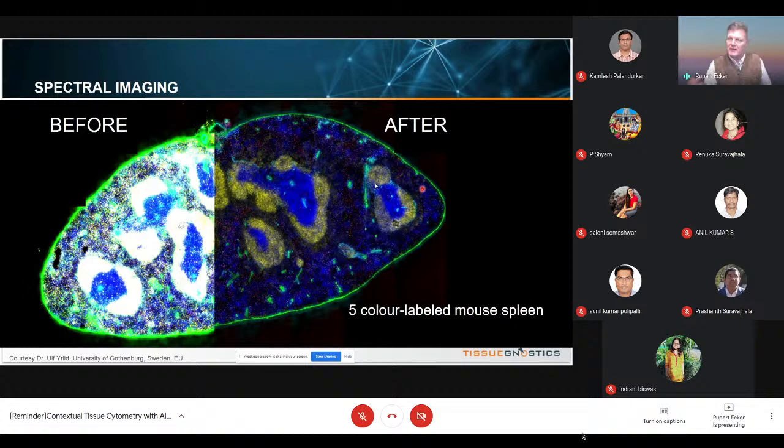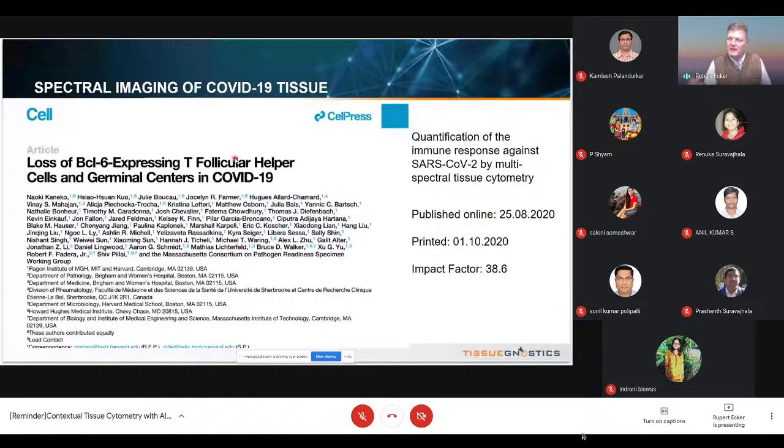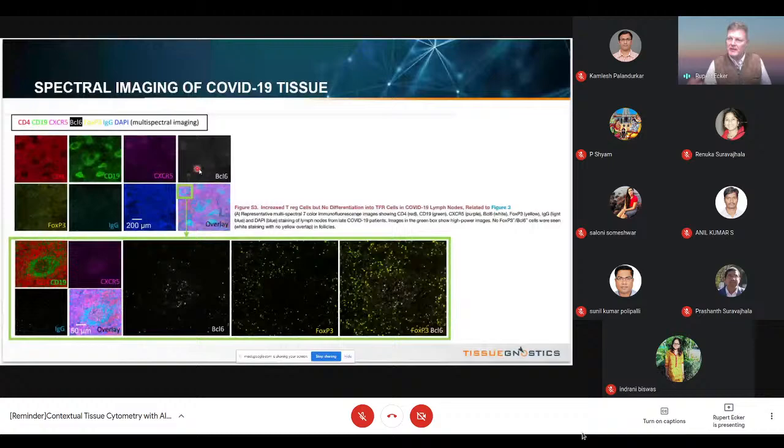One currently relevant application is shown in this Cell paper from Harvard University in Boston, where the immune response against the SARS-CoV-2 virus was quantified in situ in COVID-19 patients, so in the lung tissue of COVID-19 patients. There was a seven-color immunostaining. I don't have the time to go into the details, but it's a published paper, so you can always refer to it. And the unmixing was done using multispectral imaging, using our TissueFAXS Spectra platform.